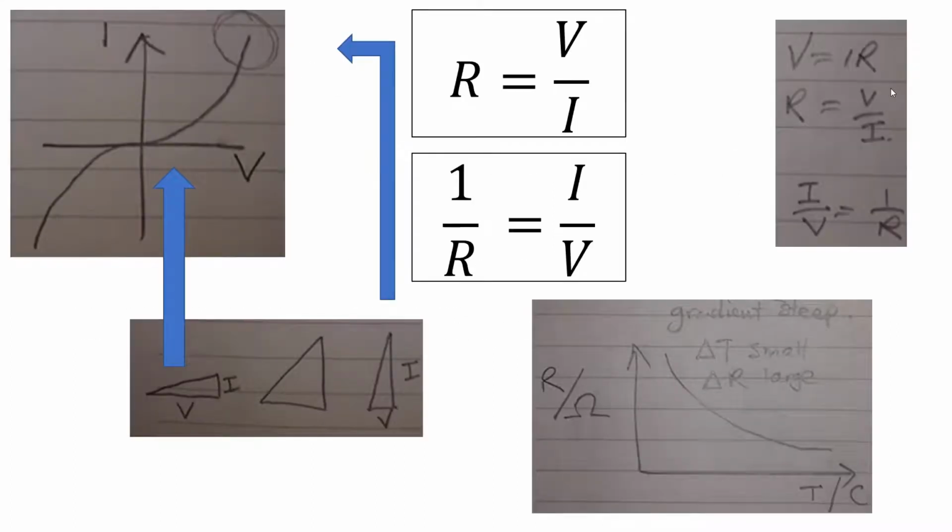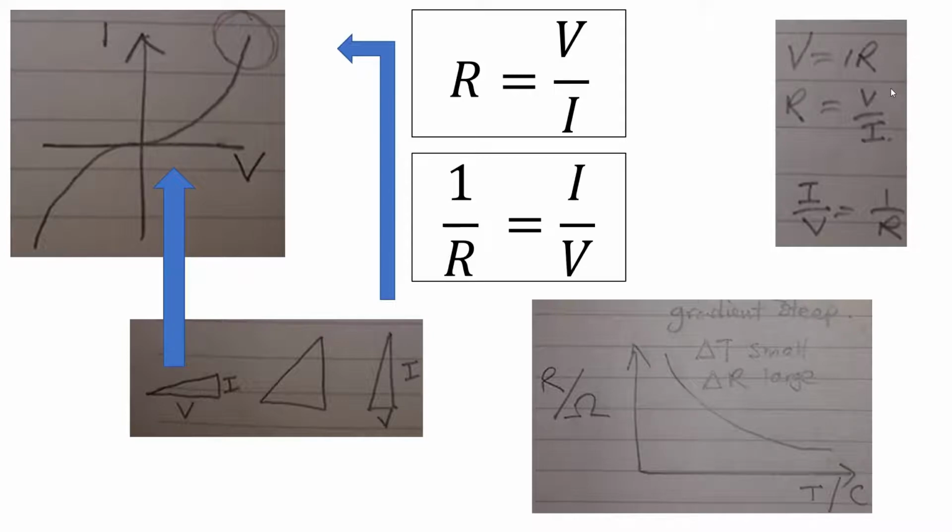If you look at this slide, at the top left where you have the IV characteristic of a thermistor, the gradient will increase. Because if you use the equation V equals IR and rearrange for R equals V over I, then working out the gradient of an IV graph gives you 1 over R instead. To work out the resistance, you need to take the reciprocal of the gradient of an IV characteristic.